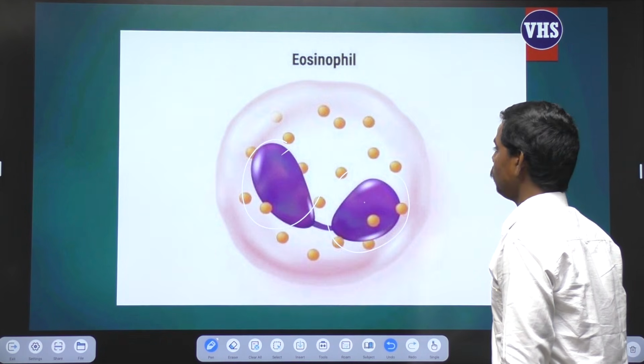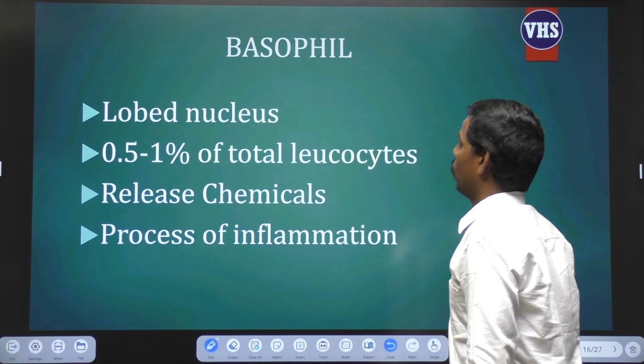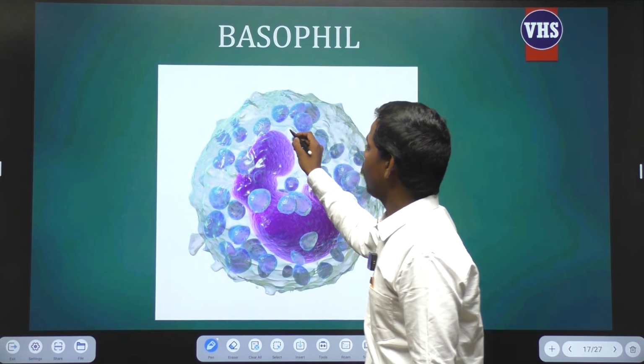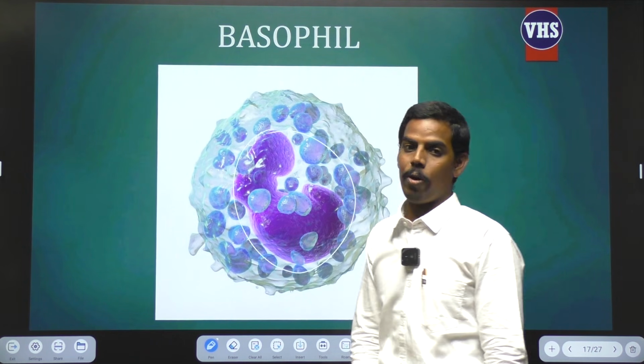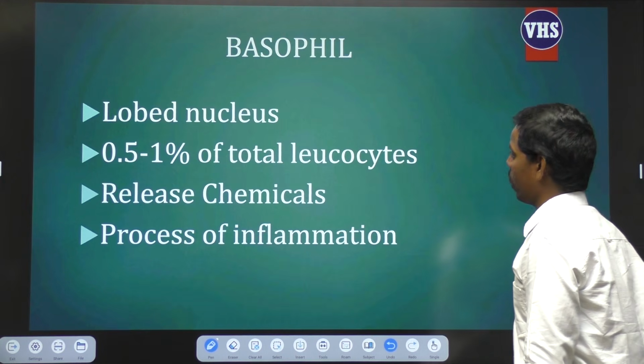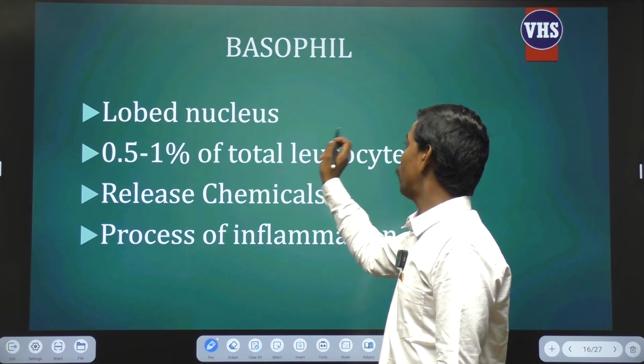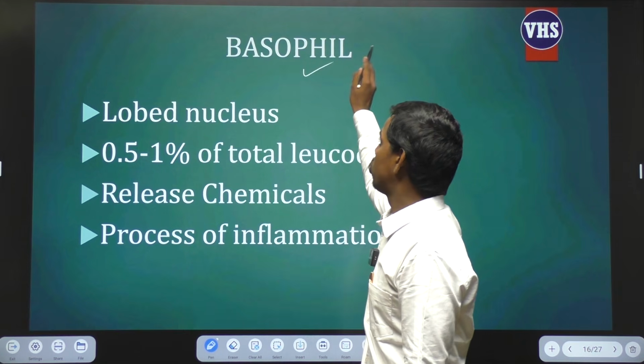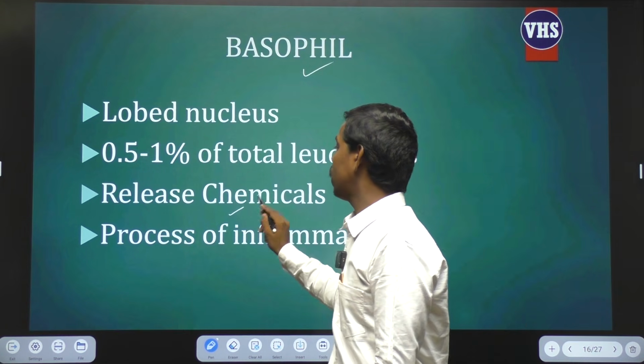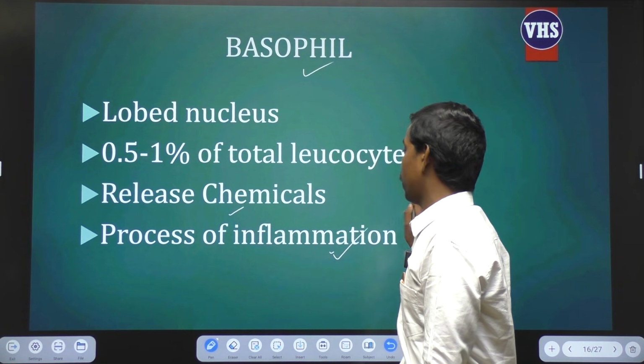Basophil is having only one lobe. How many lobes are there? One lobe, one nucleus. Next, 0.5 to 1% of total leukocytes are basophils. Next one, releasing chemical process of inflammations.